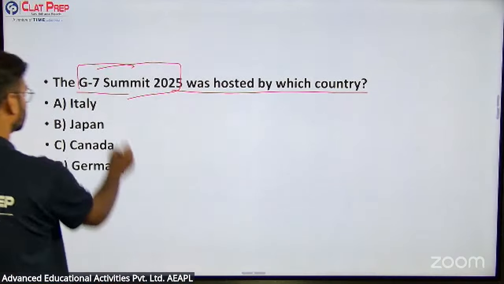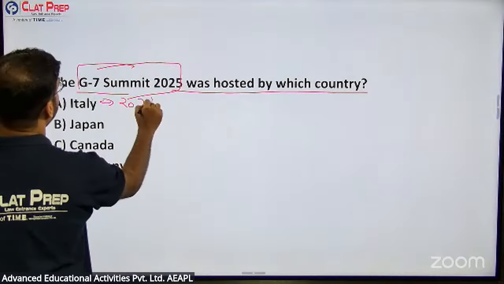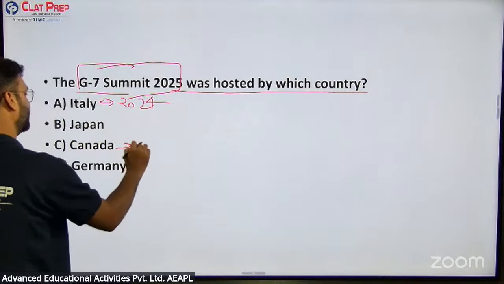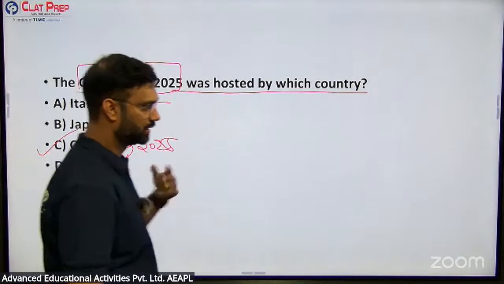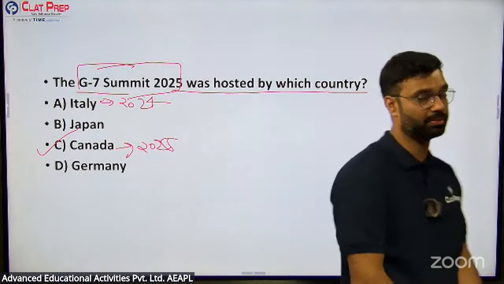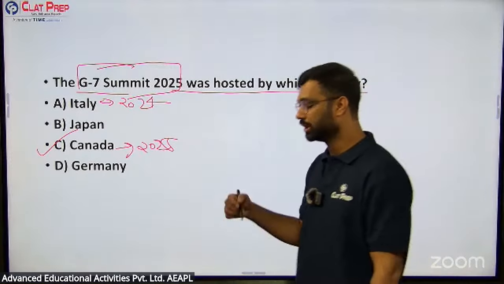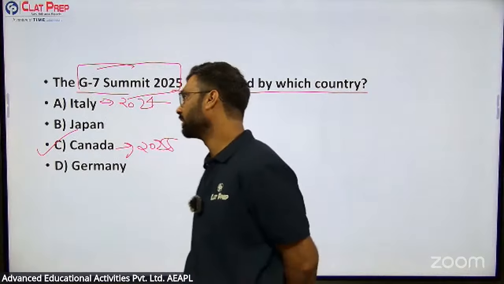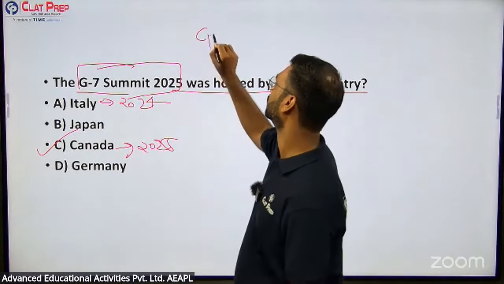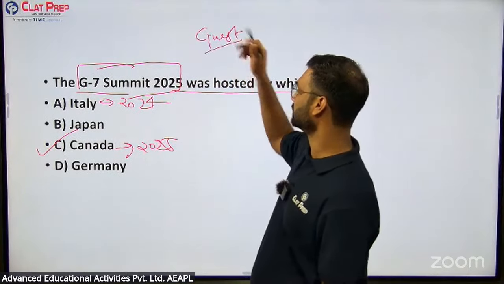Last year, of course, it was hosted by Italy. This year, it is hosted by Canada. Canada hosted the G7 summit. Of course, India is not a member of G7, but we are always invited as a guest. We always attend the G7 session as a guest.